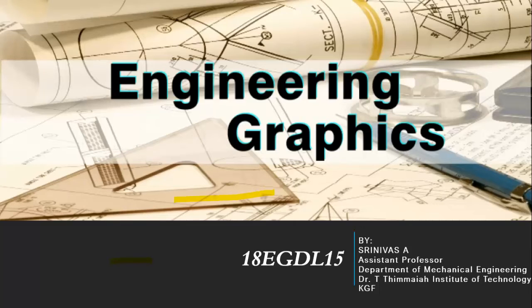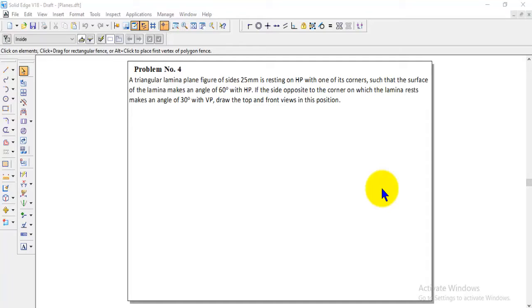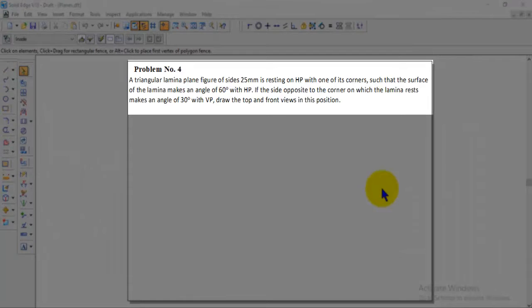Welcome back to engineering graphics class. In this session, we will discuss how to solve the problem using Solid Edge software. So we will discuss the topic on projection of planes, problem number 4. Let me discuss the question.